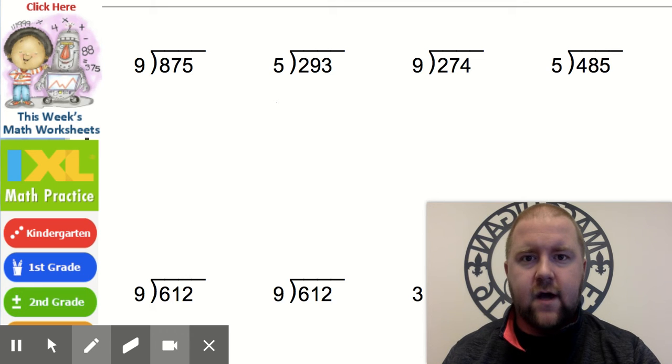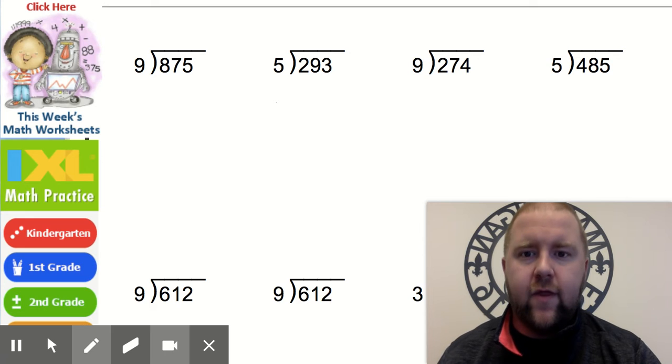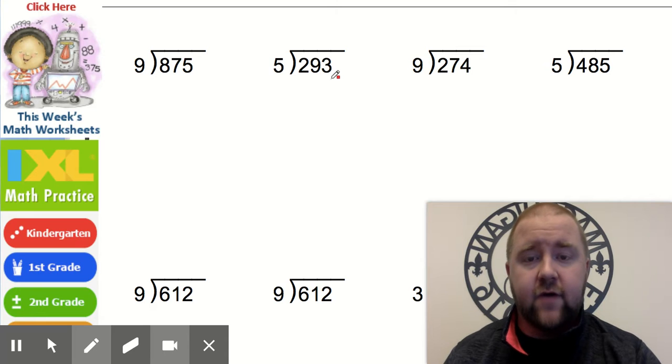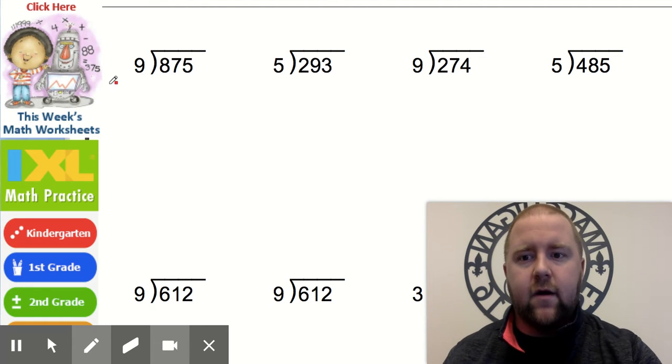Hey guys, just wanted to show you a couple examples of long division with a single digit divisor. The divisor is on the outside, remember, and the inside number is called the dividend, okay? I've got three different examples I'm going to show just because they're all a little bit different, and I want to give you a heads up to get prepared, all right?